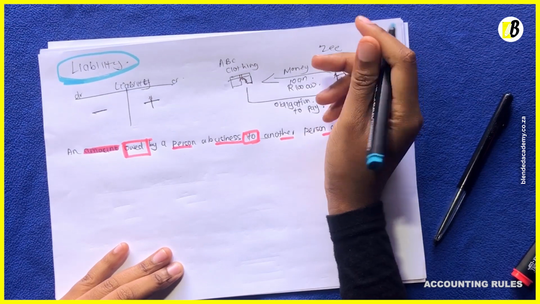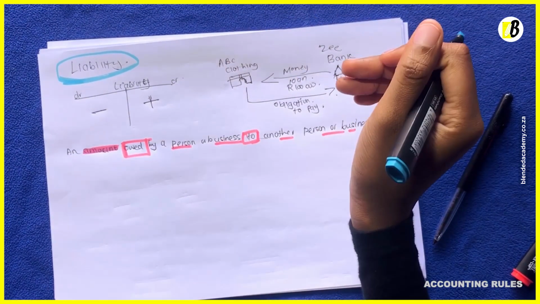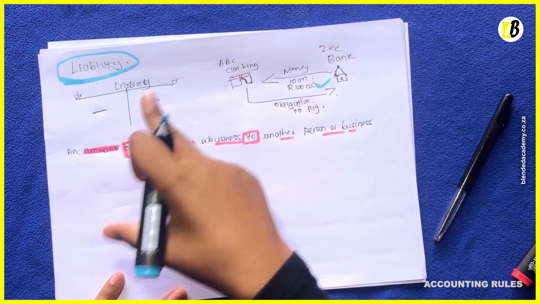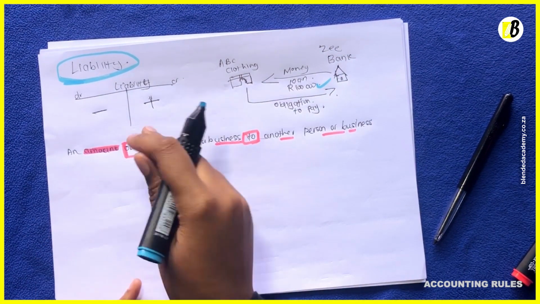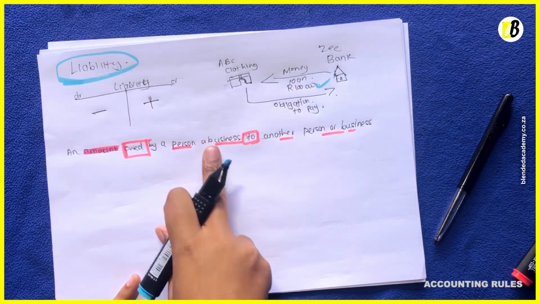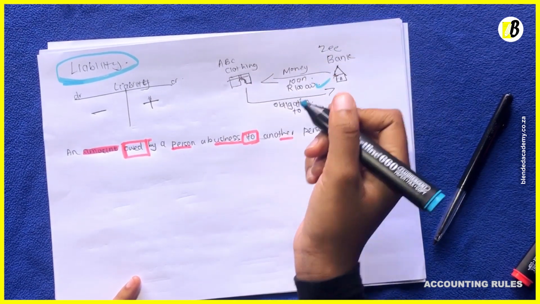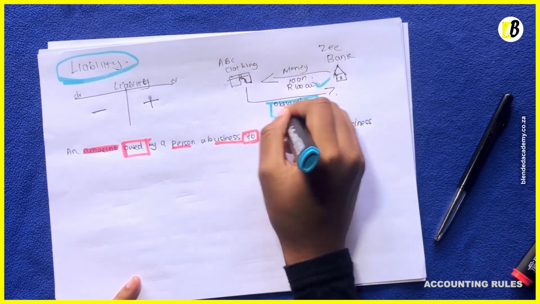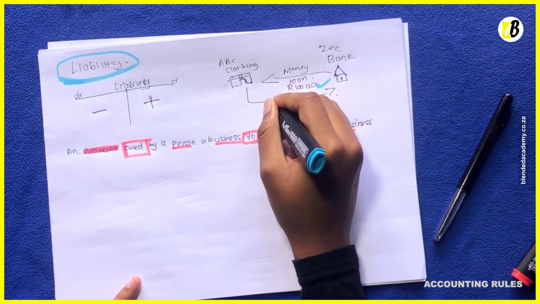So now let's tick and check whether this example meets our definition. Is there an amount? Yes, there's an amount of 100,000. Is it owed? Yes, it's owed by a person or business, which is ABC. The reason we're saying that ABC is owing the bank is because ABC has an obligation to pay.